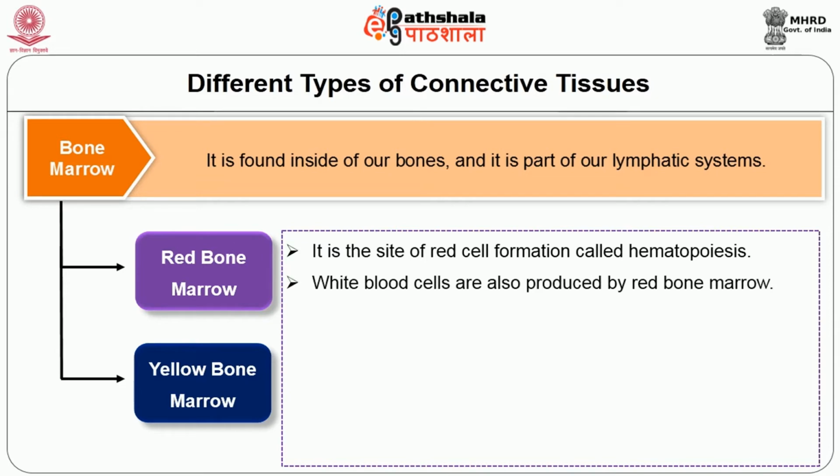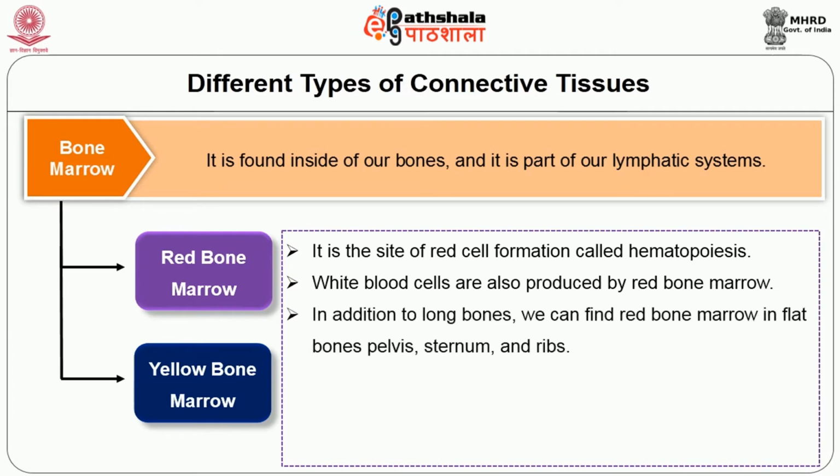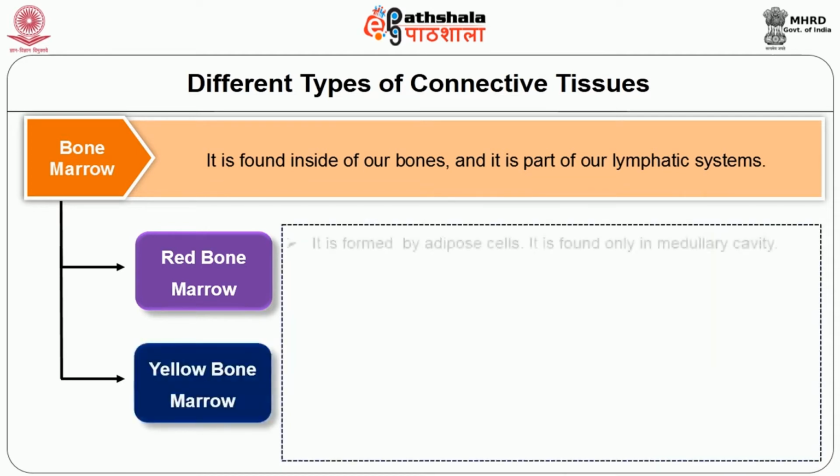White blood cells are also produced by red bone marrow. In addition to long bones, we can find red bone marrow in flat bones, pelvis, sternum and ribs. The yellow bone marrow is made of adipose cells. It is found only in the medullary cavity.